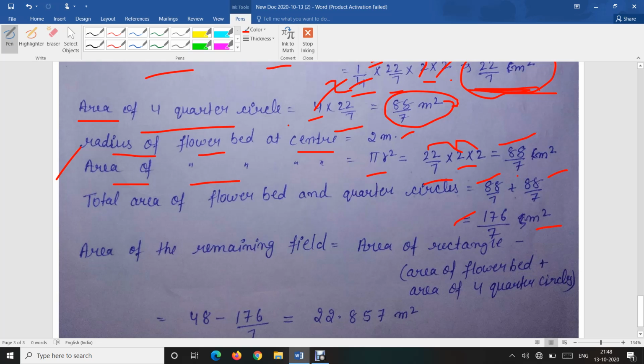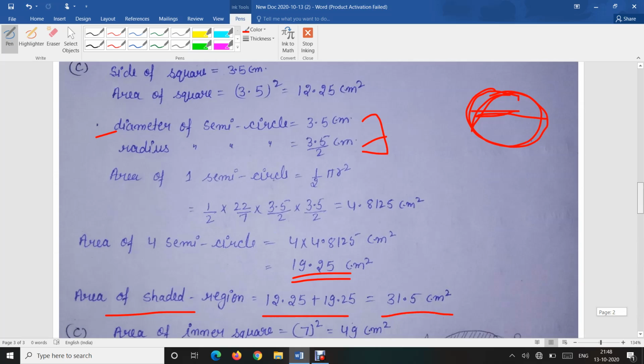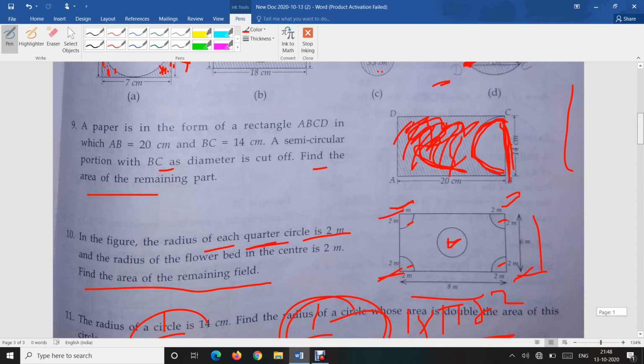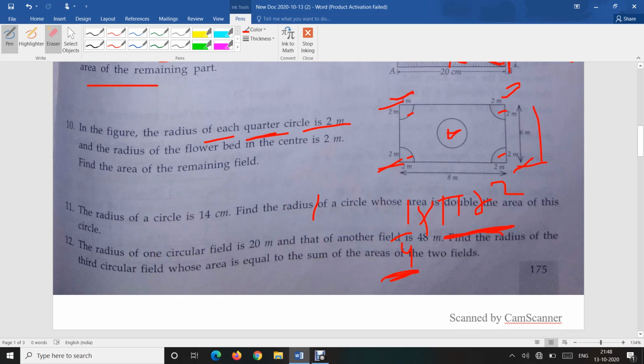Now you have to find out the remaining field. So for that you have to subtract this area from the area of the rectangle. Area of rectangle is 48 and the total area of the flower bed and quarter circles is 176 upon 7. On subtracting these we get 22.857 meter square. This is the area of the remaining portion. Hope you understand all these questions. If you have any problem regarding any question or any concept, then you can ask.